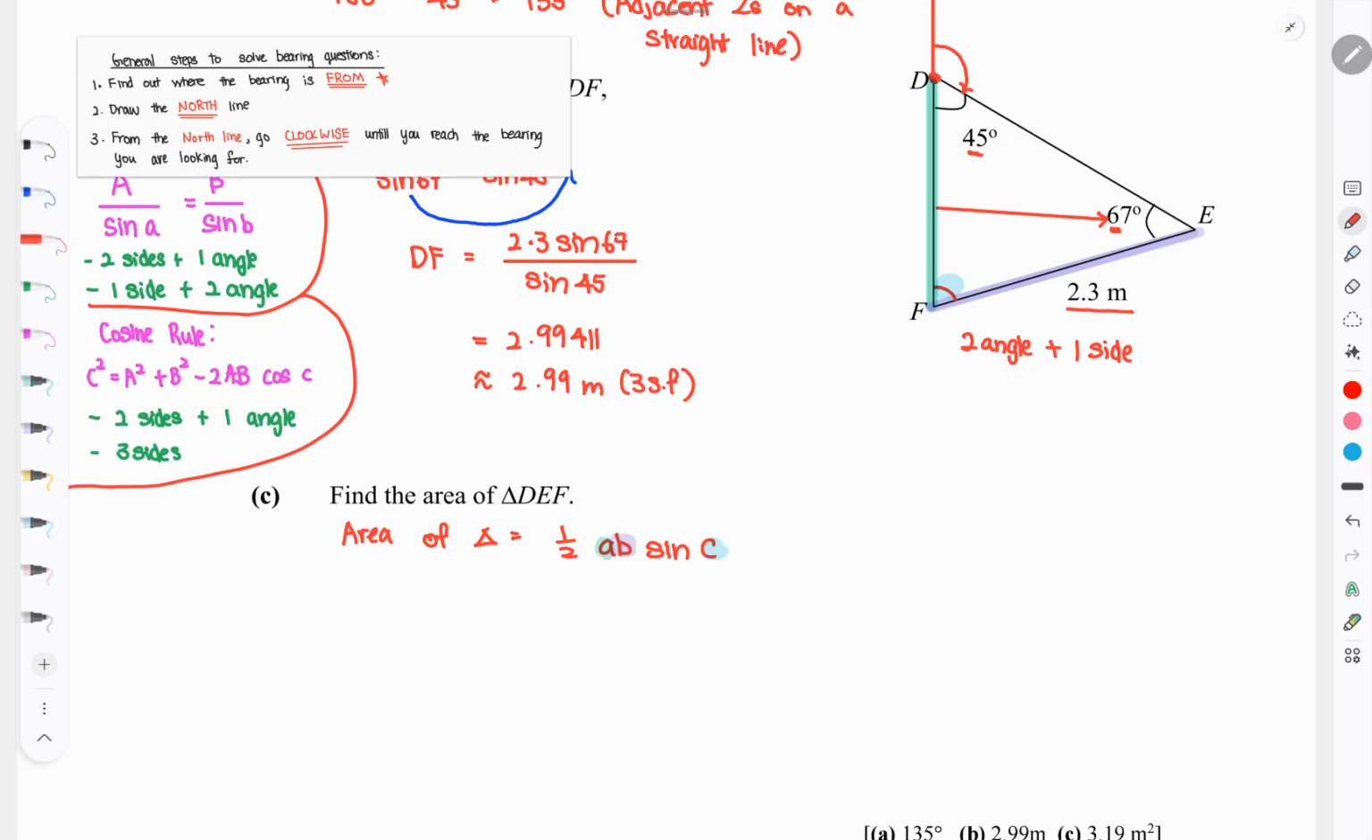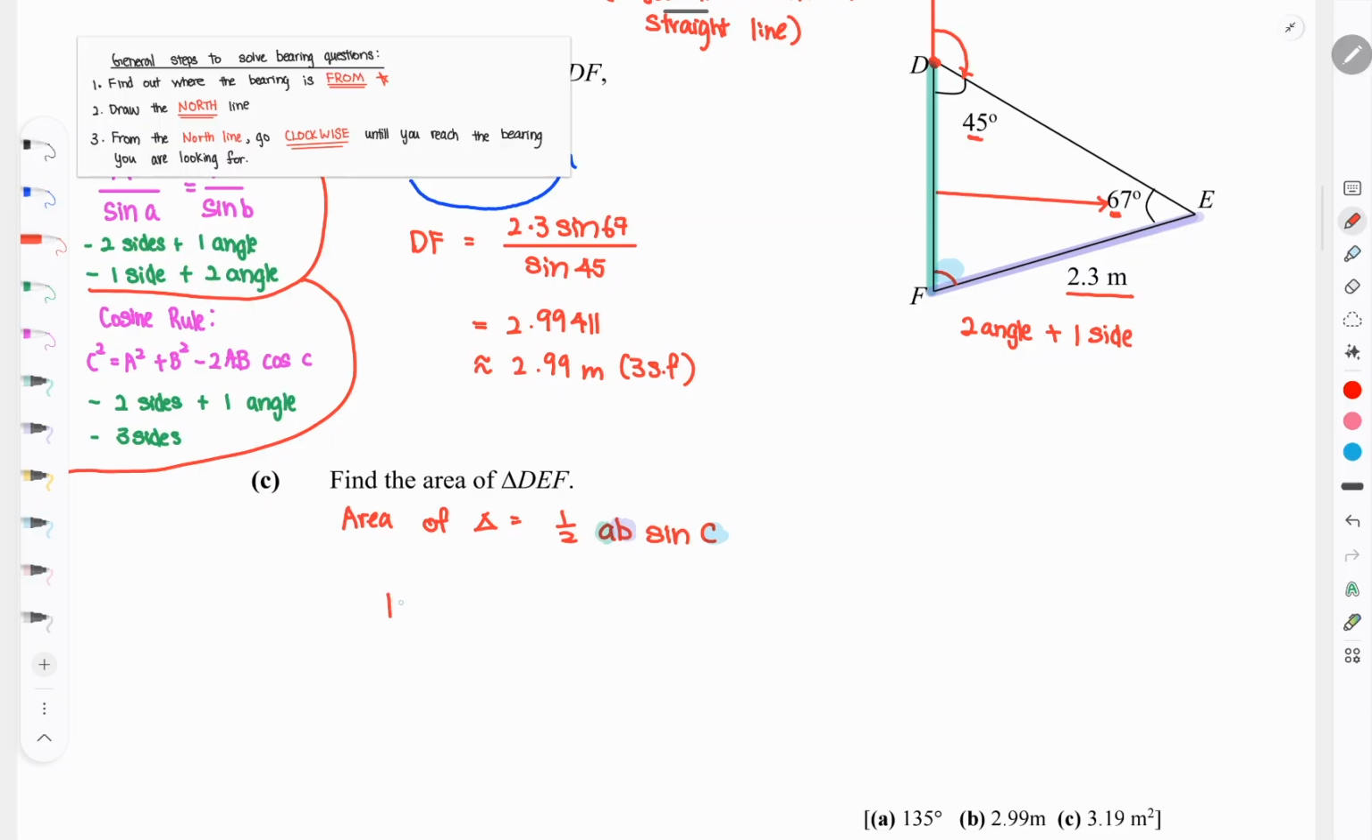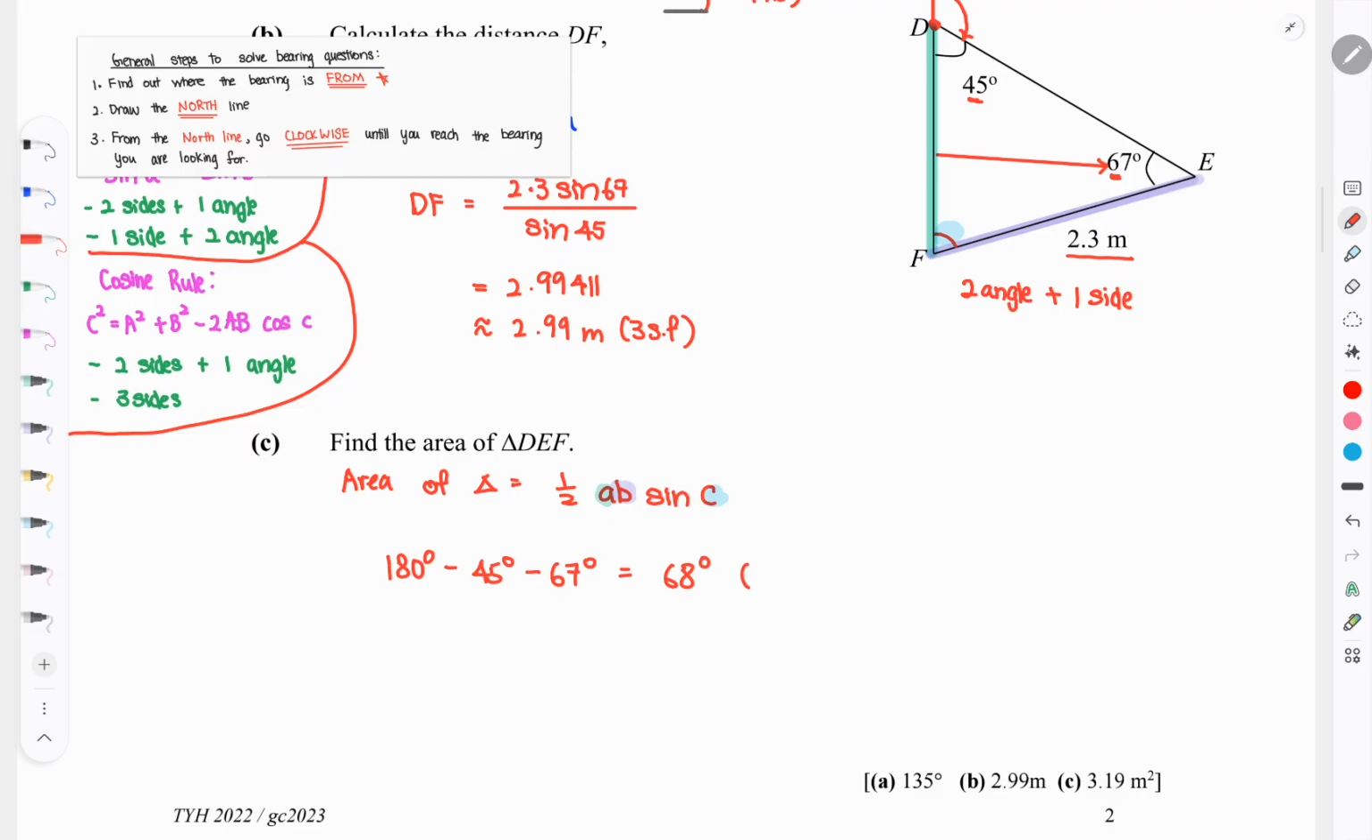Okay. So to find the angle, just 180 degrees minus 45 degrees minus 67 degrees. I will get 68 degrees. Okay, so this is just the angle sum in a triangle.